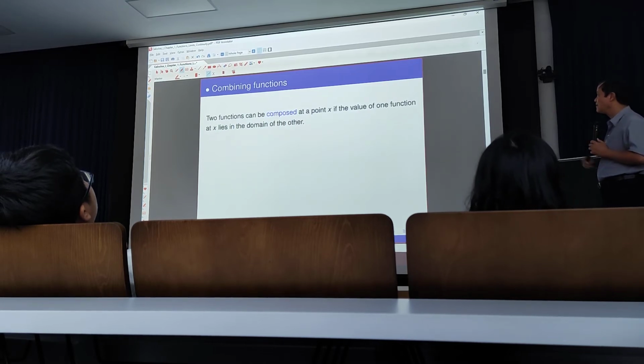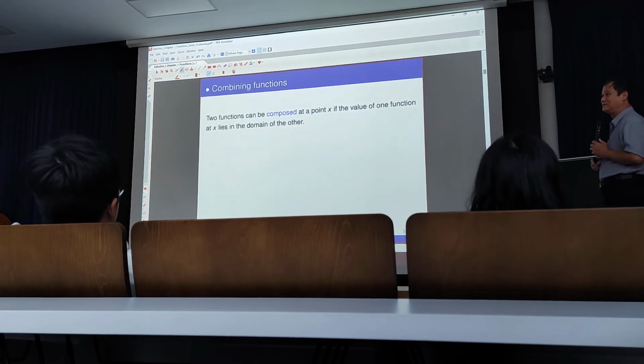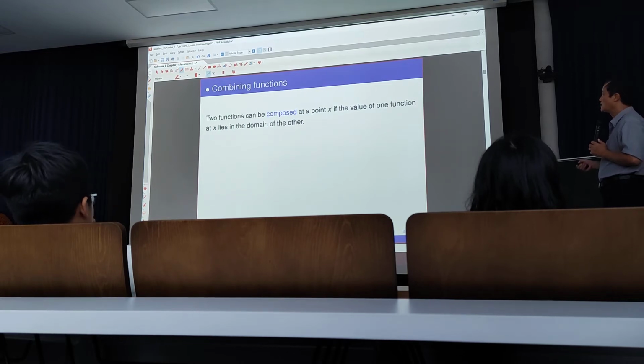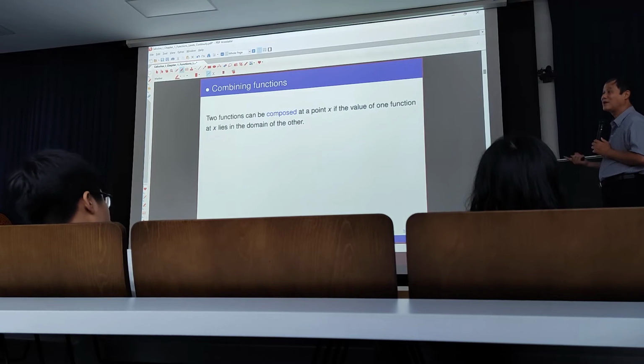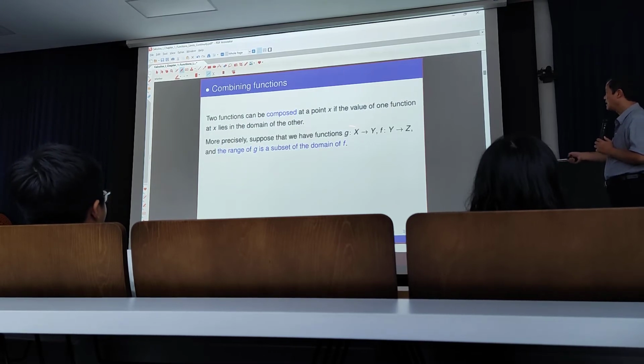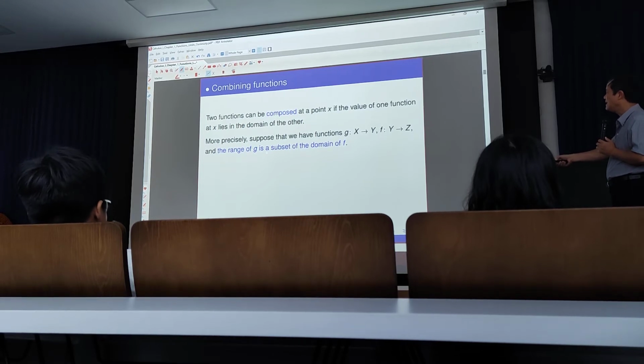Now, combining functions. Two functions can be composed at a point. Trong tiếng Việt là hàm gì? Hàm hợp, đúng rồi. But for the combining function, you should understand that you have to follow the case when the range of one function is in a subset of the domain of the other function.